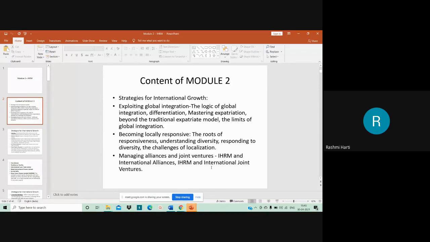Becoming locally responsive, the roots of responsiveness. We have also put forth the understanding of diversity, how to respond to diversity, limits of global integration, challenges of localization, how to become locally responsive. And afterwards we have also seen the tools of international growth, that is alliances and all those things, right?